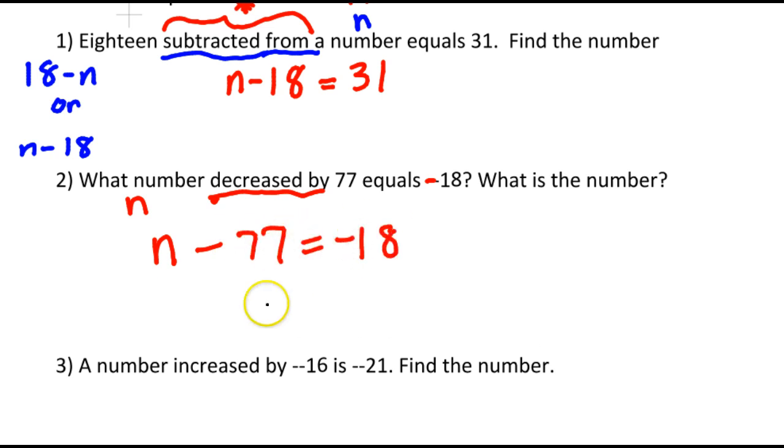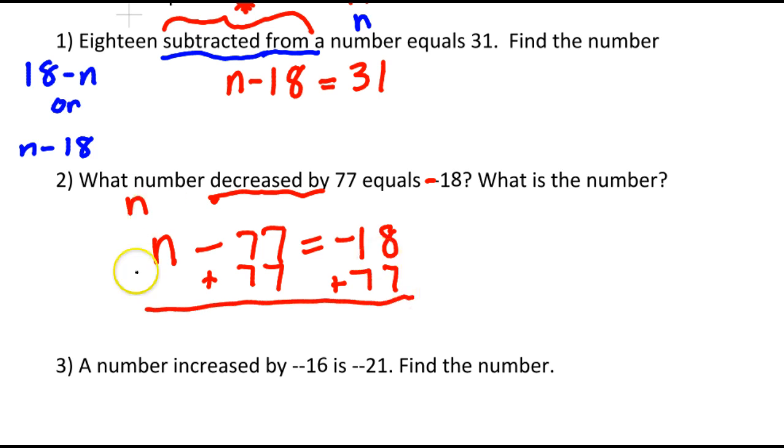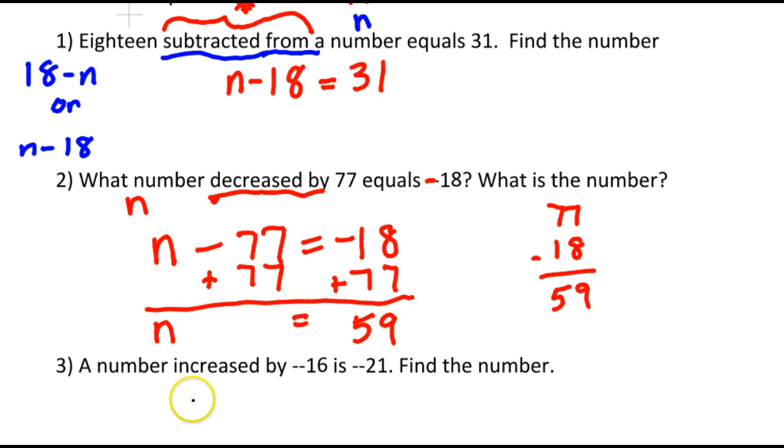Negative 18. And solve. So we add 77 to both sides. Right? You should be writing this down, by the way. Negative 18 plus 77, or 77 minus 18. Let's see. 59. So n is 59, and 59 minus 77 equals negative 18.